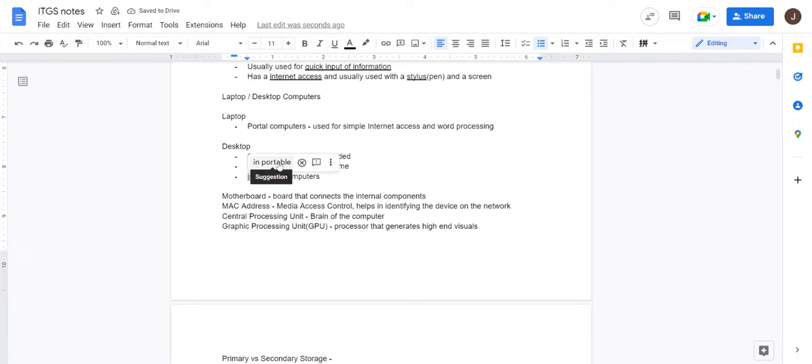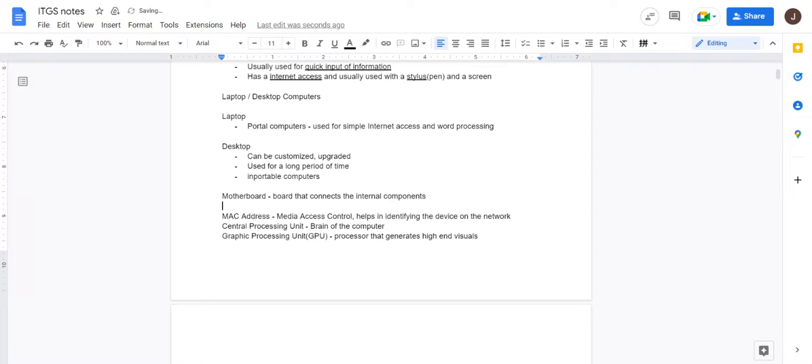Now let's continue to talk about the motherboard. Motherboard is just a board that connects the internal components. MAC address is a media access control address. It is similar to an IP address, like it's 12 numbers. It helps in identifying the device on the network.